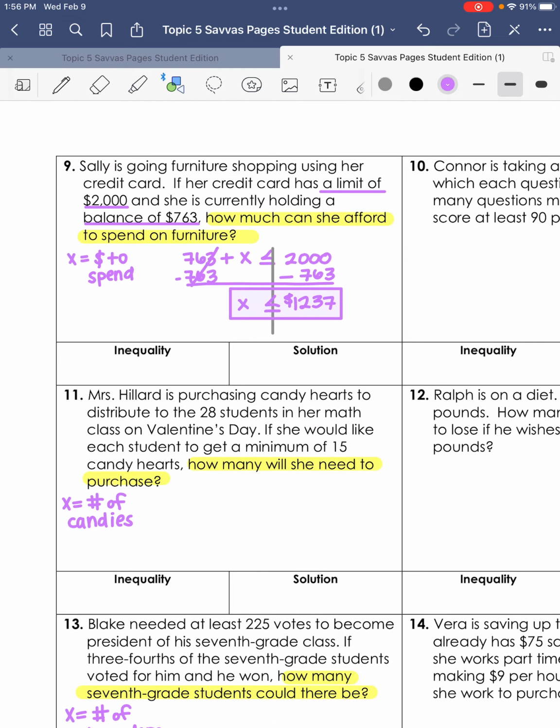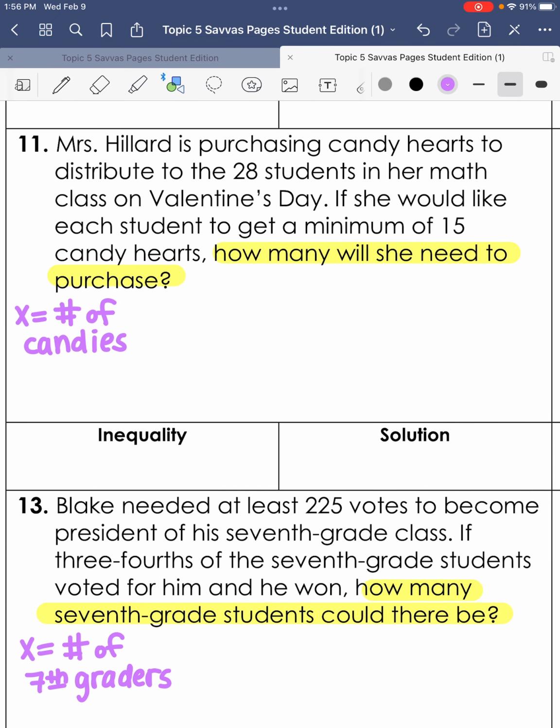Okay, let's move on to number 11. We're just doing the odds on this page. Mrs. Hillard is purchasing candy hearts to distribute to the 28 students in her math class on Valentine's Day. If she would like each student to get a minimum of 15 candy hearts, how many will she need to purchase? Okay, so I've already highlighted the question that we're trying to answer. How many pieces of candy does she need to purchase?